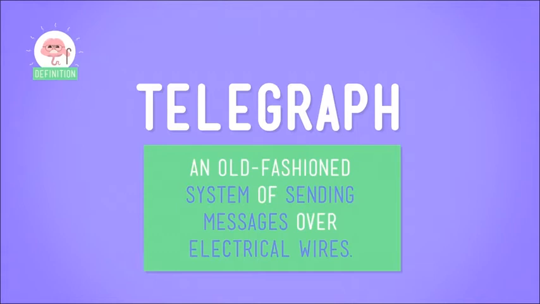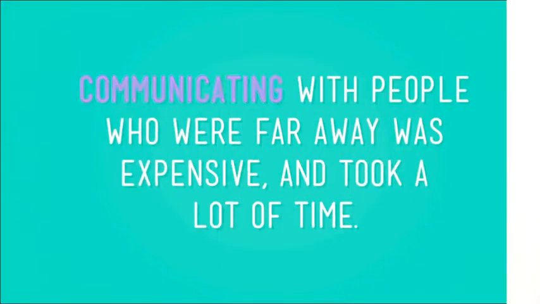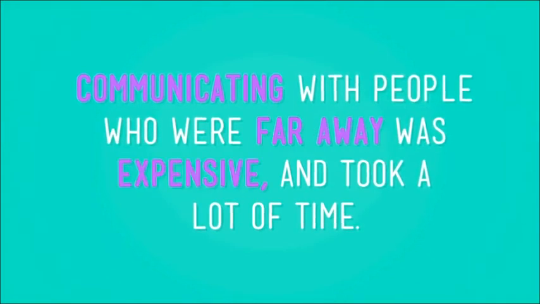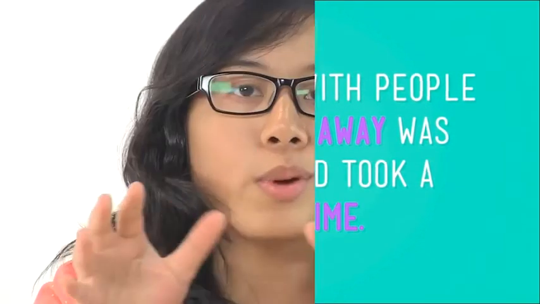Back then, the best you could do was a telegraph, which was an old-fashioned system of sending messages over electrical wires. Bell identified his problem. Communicating with people who were far away was expensive and took a lot of time. So his invention, or solution to this problem, was something you may have heard of: the telephone.